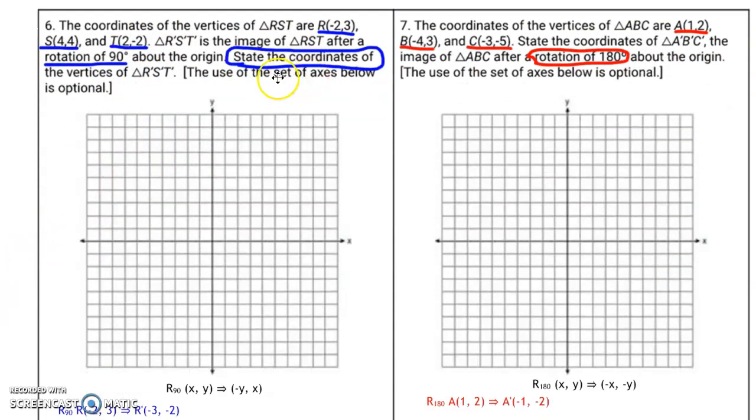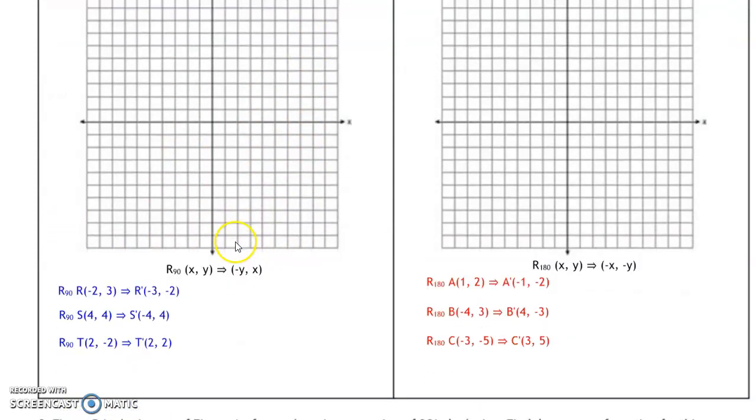All right, looking at the coordinates of the vertices of triangle RST, I don't have to use these axes, so I'm not going to. A rotation of 90 degrees just changes the order, and it also changes the sign of the y value. As you can see, I did that here.